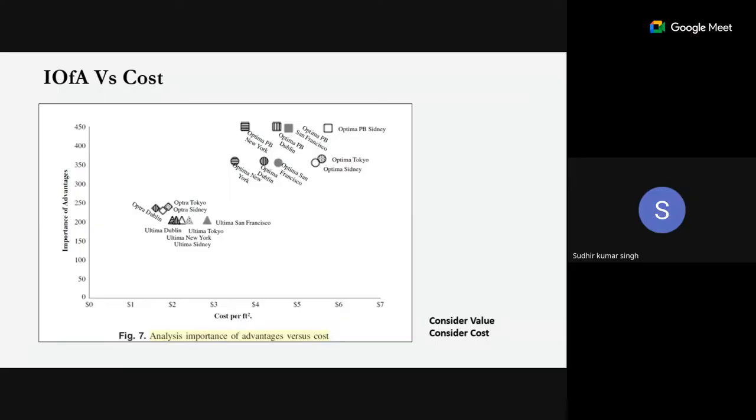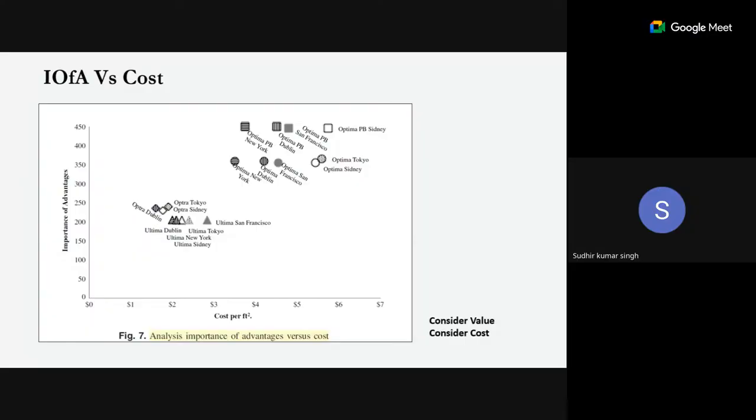If I see Optra in different scenarios, then probably if I am going for lesser importance of advantage and settling down, then the cost is also less. If I choose the location, you can see Optima PB Sydney different, Optima Sydney different, Ultima Sydney different, and Optra Sydney different, out of which Optima PB and Optima are giving high importance of advantage at a higher cost, whereas the Ultima and Optra are giving lower importance of advantage at a lower cost. So I am supposed to decide which I value the most. I hope it is clear to you.